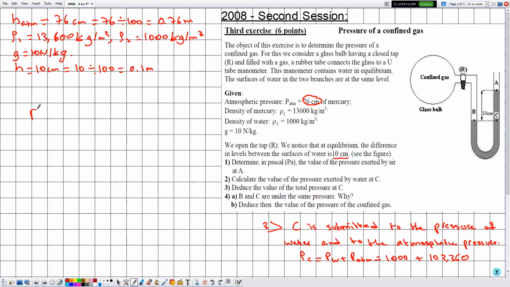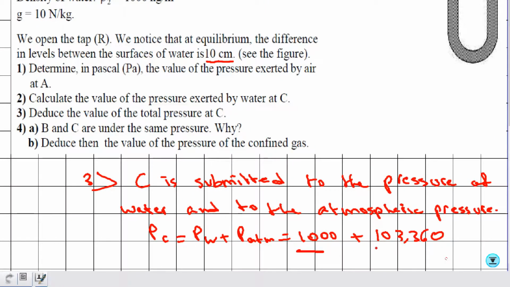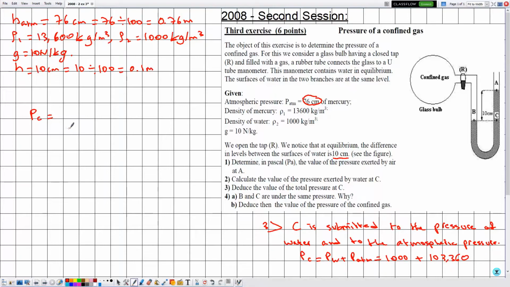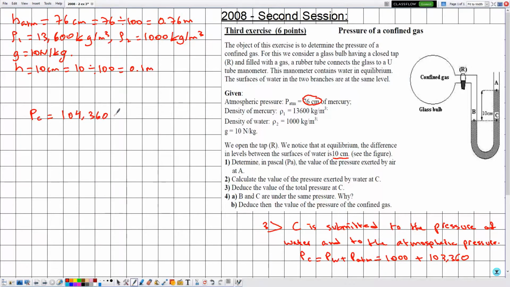So the total pressure at the point C. Now plugging these values on the calculator, the pressure at the point C is given by 104,360. Since both of these are expressed in the SI, which is Pascal, the value of the total pressure at the point C is expressed in Pascal as well.